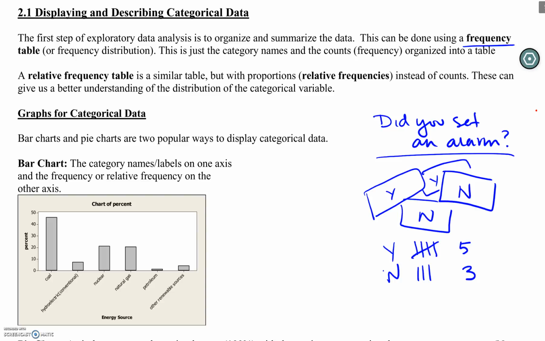Another thing we can do is look at a relative frequency table. Instead of looking at the counts, a relative frequency table looks at the proportions or percents, proportion being the decimal version. So you may have instead 0.625 and 0.375, because 62.5% of the answers here are yes, and 37.5% are no. So this is just one way to summarize categorical data.